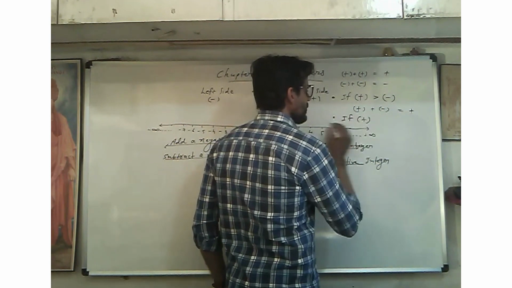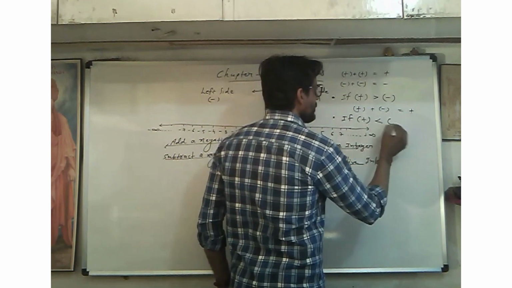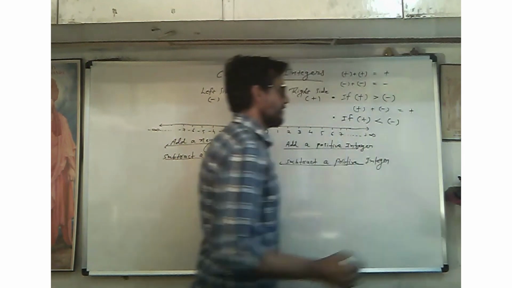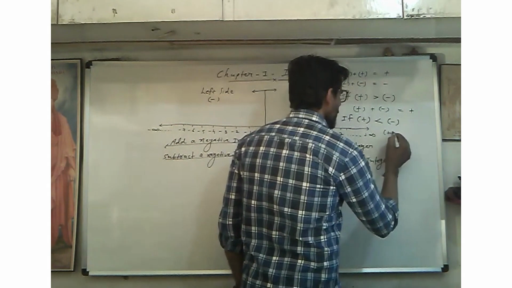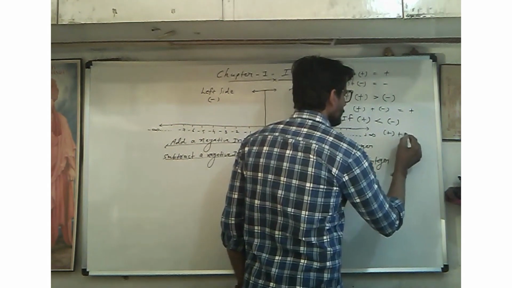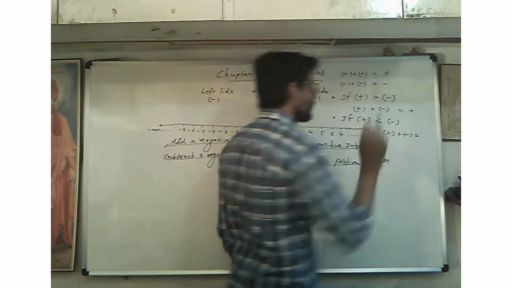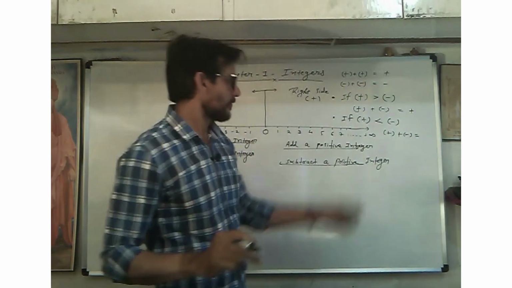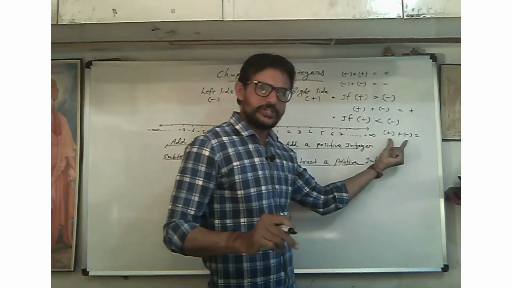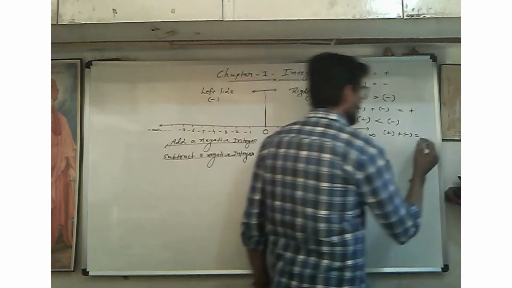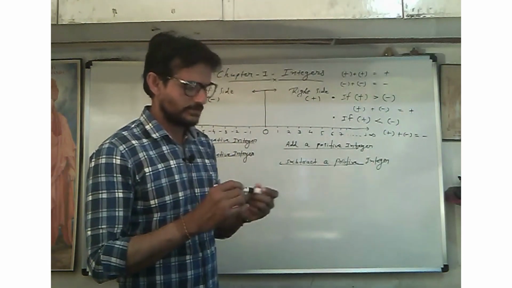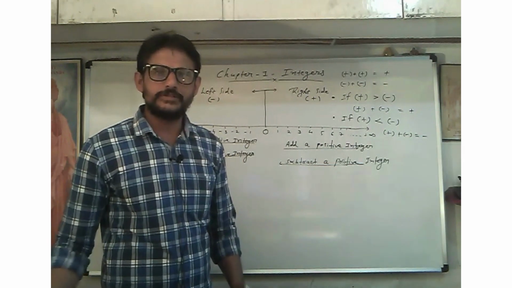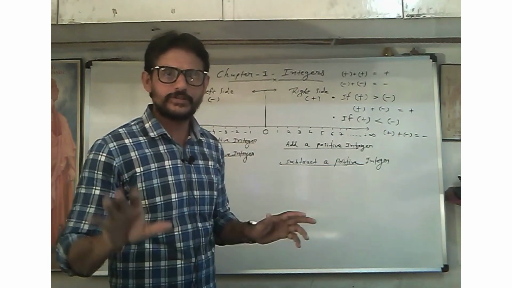If the positive integer is less than the negative integer, so in this case, when you add these two integers, you will get a negative integer. Understood or not?